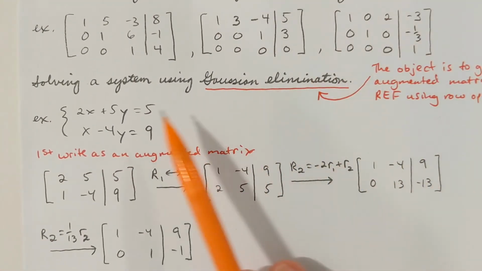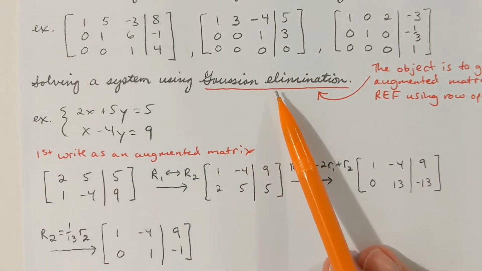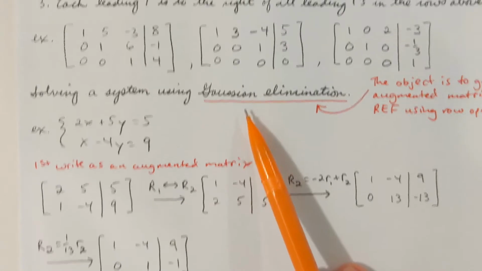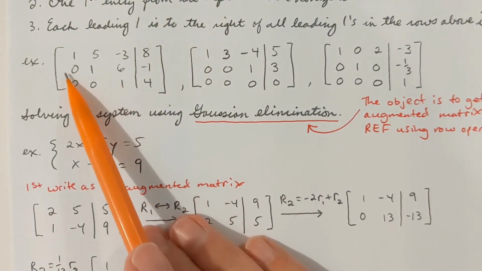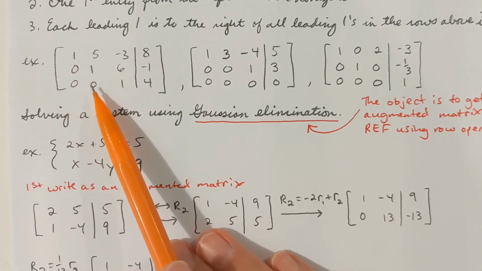Now, when we solve a system, we use what's called the Gaussian elimination method. Basically, what we mean by that is we're trying to get the matrix into row echelon form. Again, that simply means 1s down the diagonal and 0s in the lower triangular part.